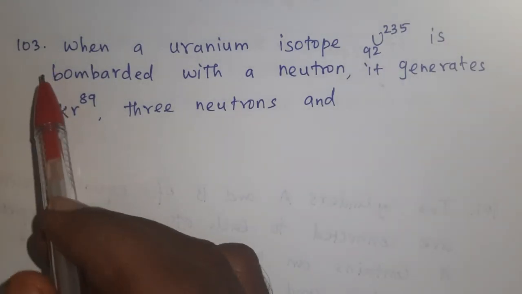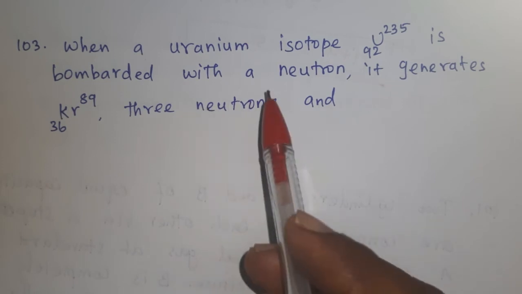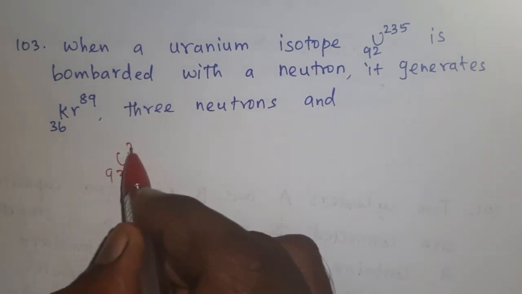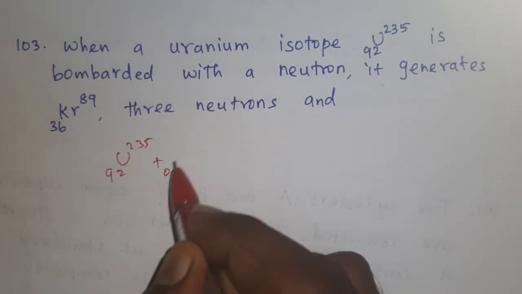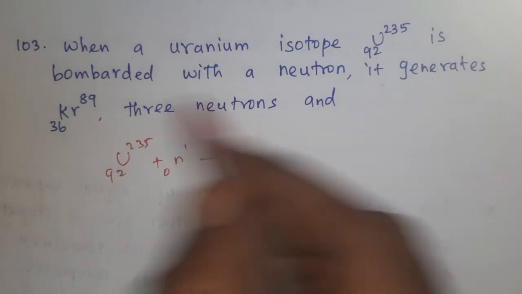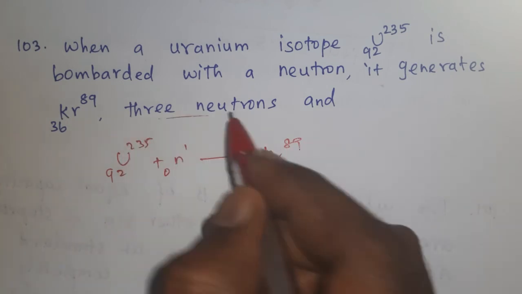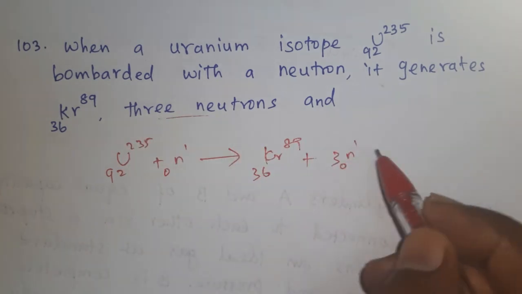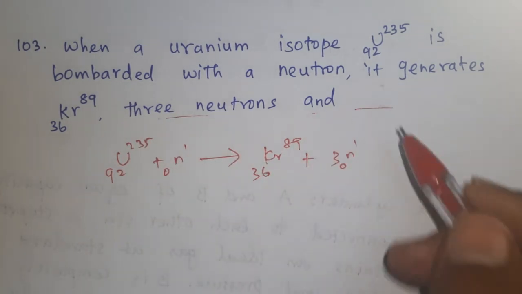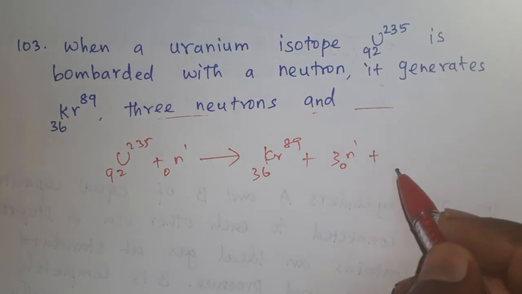Question number 103. This is an example of a nuclear fission reaction. When uranium 92-235 is bombarded with a neutron, it generates krypton 36-89 and 3 neutrons. So 3 neutrons, and what will be the other element? This one you have to find out.